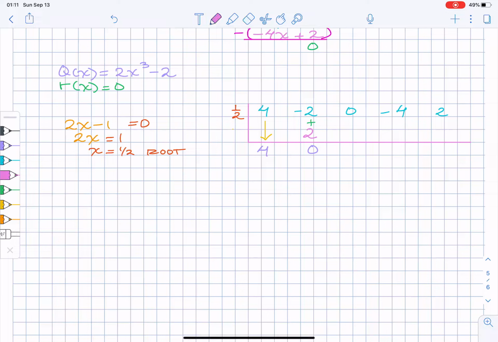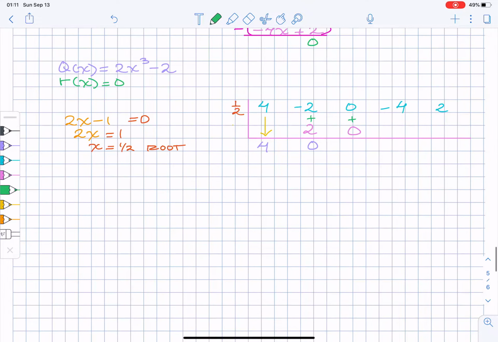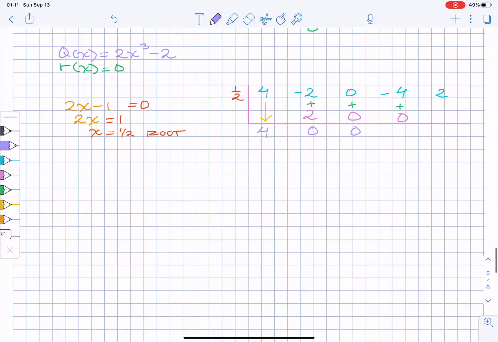0 times anything is 0. I don't really need to worry about that one. Add these together, we get 0 again. 0 times anything is 0. Finally, we have something non-zero. So -4 plus 0 is going to be -4. And now we're going to start again. -4 divided by 2 is going to be -2. Add these together, and I get a remainder of 0.